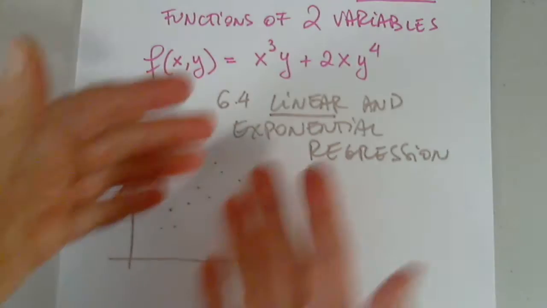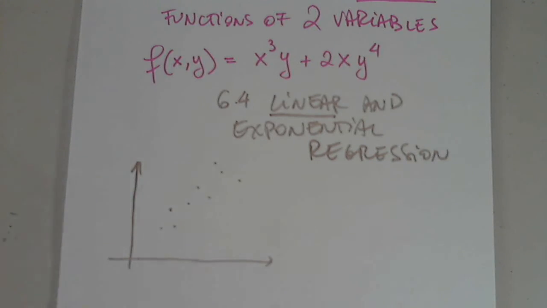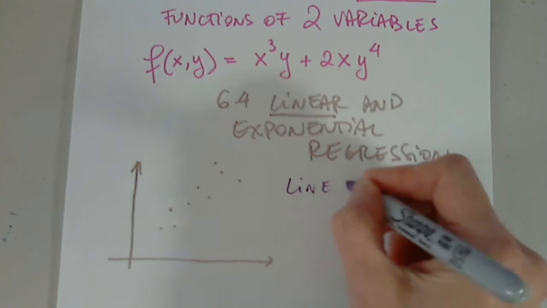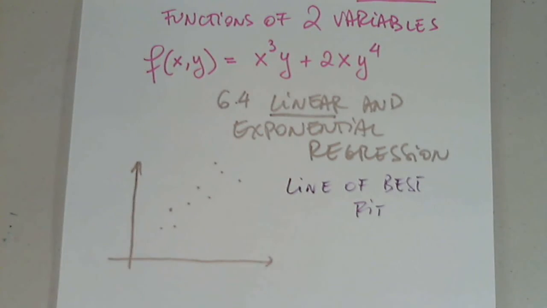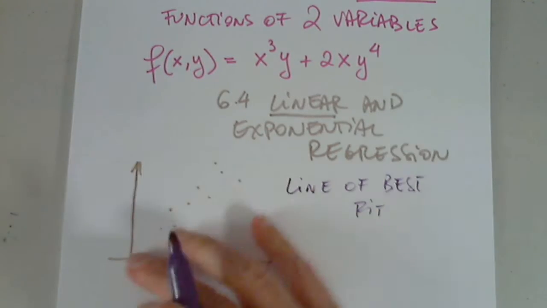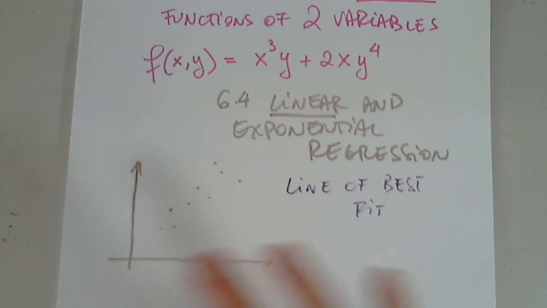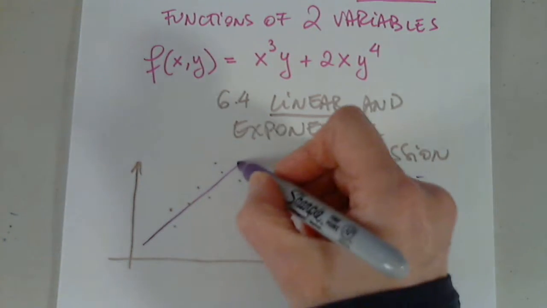It appears to be a linear trend. And you want to determine the line of best fit. Line of best fit, because the model appears to be linear. Well, what does that mean? It's a line that will not go through all these points. It may not go through any, but is the line that has the least error.